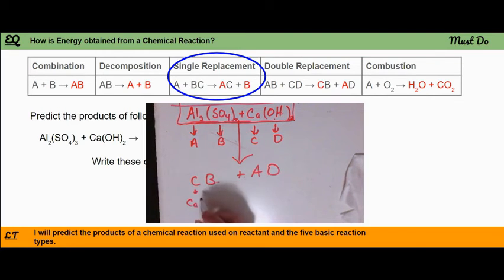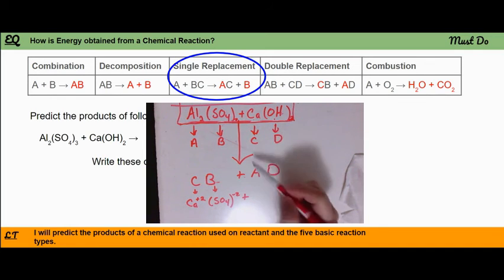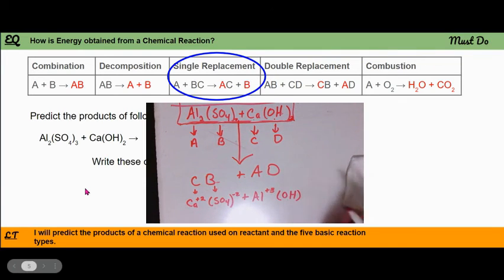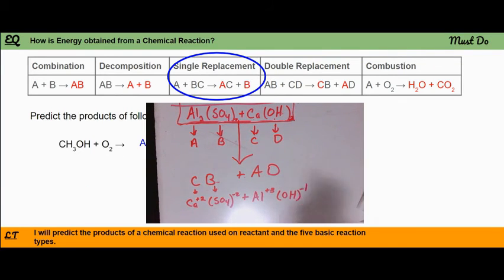And if we look on the periodic table, the charge of calcium is +2. B is SO4. And if we look on the back side of your periodic table, this is a -2. And then the A is aluminum. And aluminum on our periodic table is a +3. And then the OH on the back of our periodic table is -1.